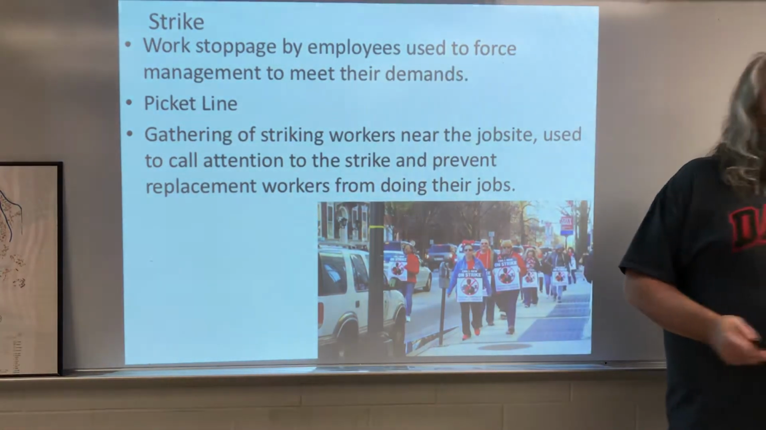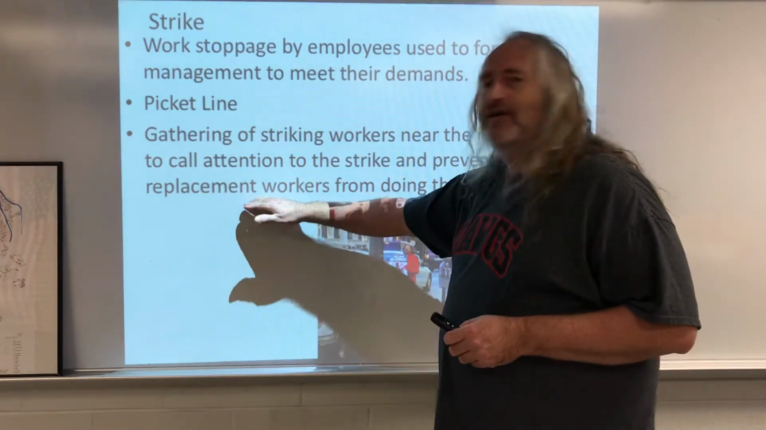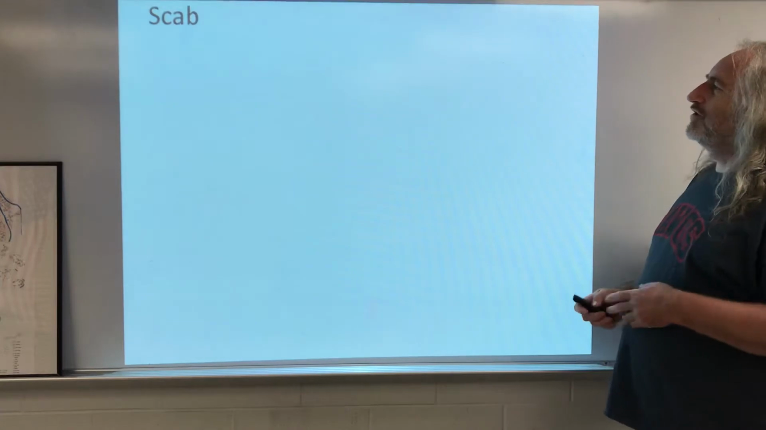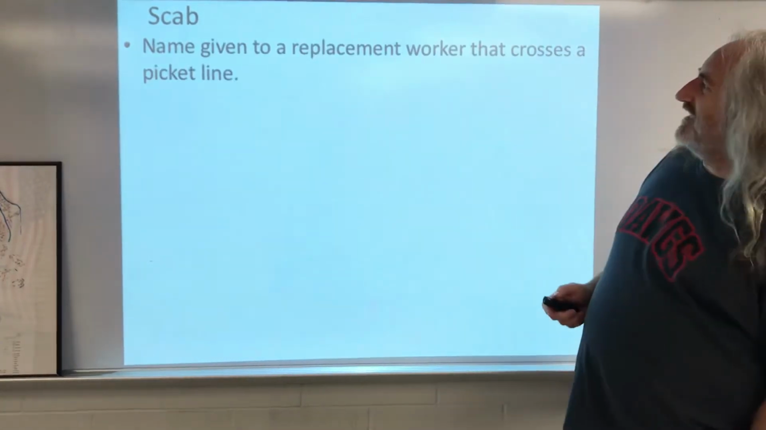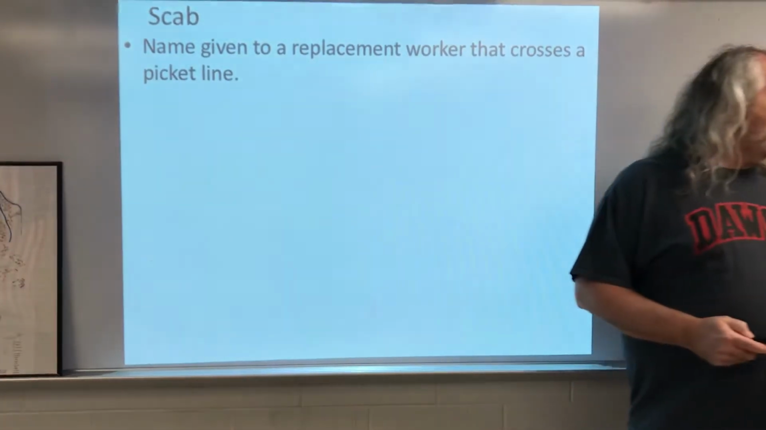So with picket lines, you can have people who try to cross that line to go fill your job and be a replacement worker. And those workers get the unkind name of scab. So a scab is a person who is a replacement worker that crosses a picket line to go work.